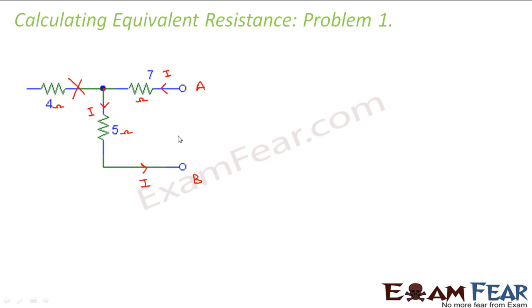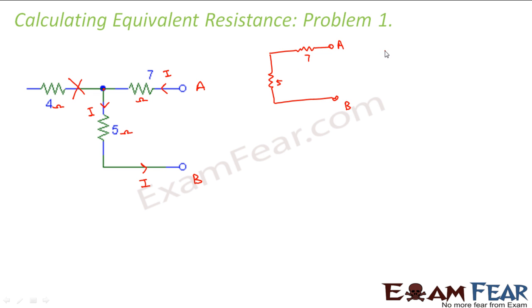So what is the equivalent resistance of the circuit? Since current is not flowing through this 4 ohm, the 4 ohm does not contribute to equivalent resistance. So my equivalent resistance will be 7 ohm and 5 ohm. That means my circuit will look somewhat like this: 7 ohm and then 5 ohm. So this is A and this is B. So this is 7 ohm, this is 5 ohm.